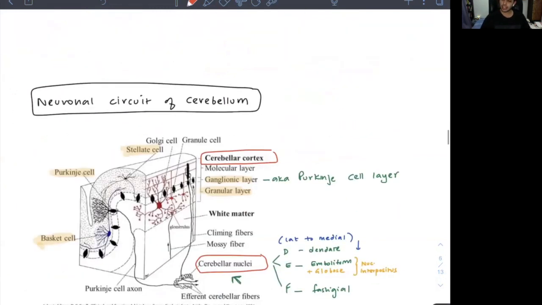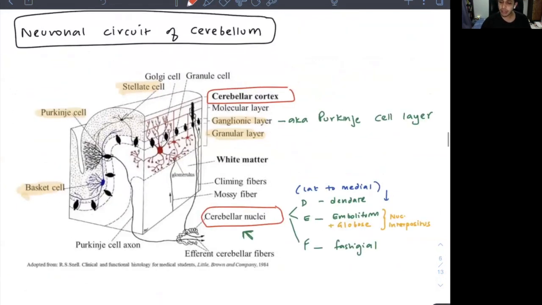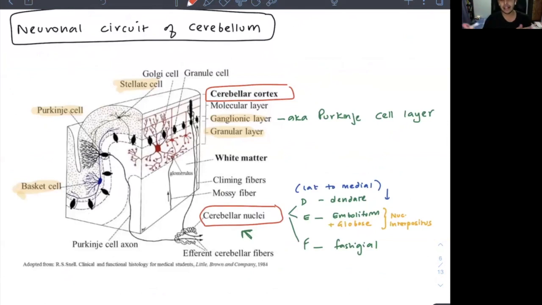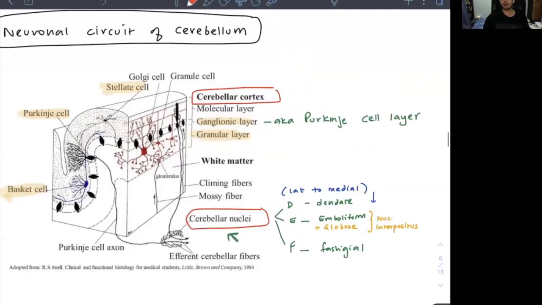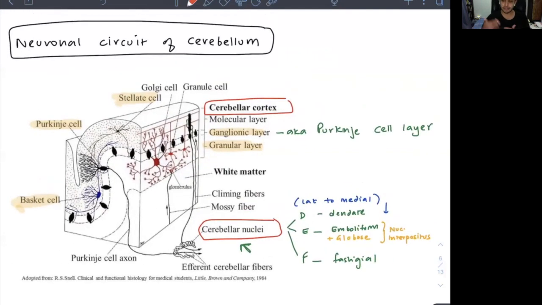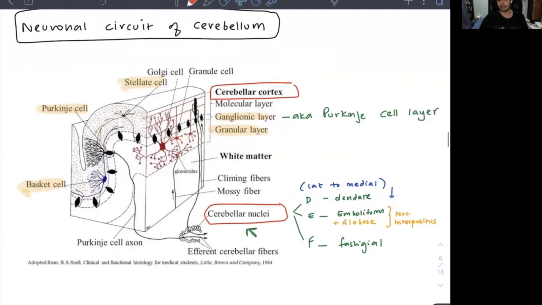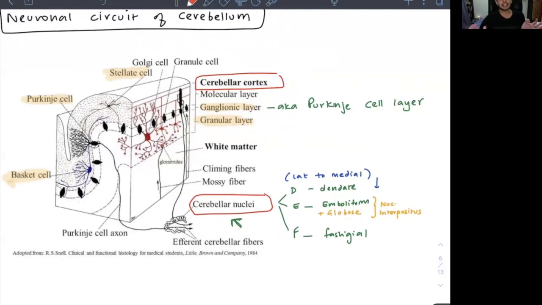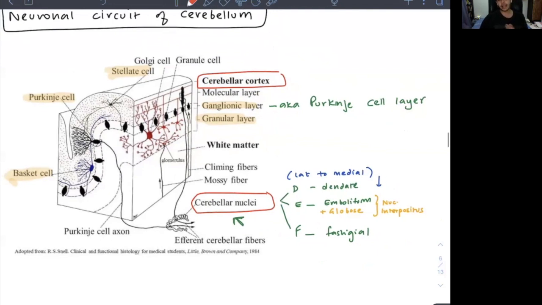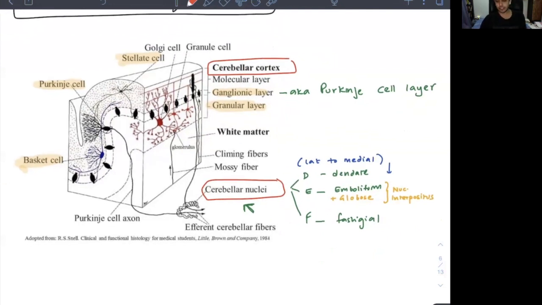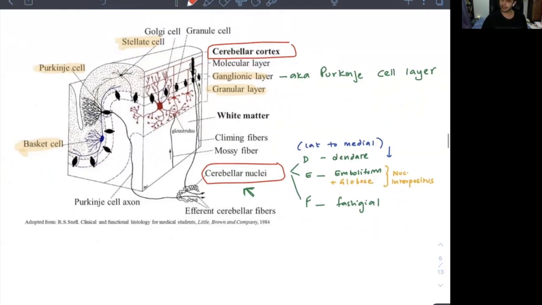Now, I have a diagram here that shows in more detail what the structure is, but this is only important from a theoretical sense if you get a long answer question on the structure of the cerebellum. But briefly, it's just important for you to know that there is a superficial layer and a deep layer, and there's an input into the superficial layer, and the output is from the deep layer. Okay.